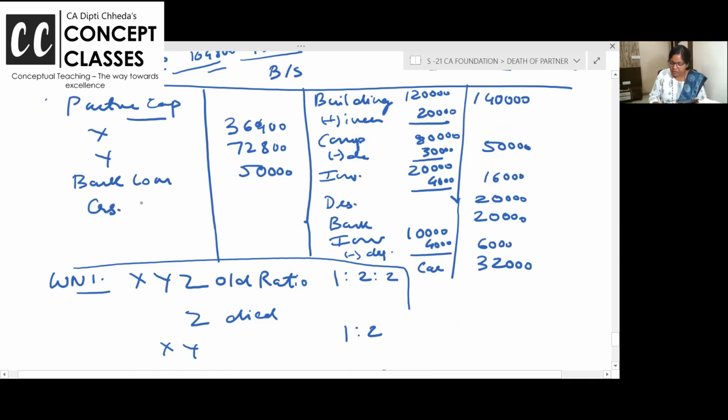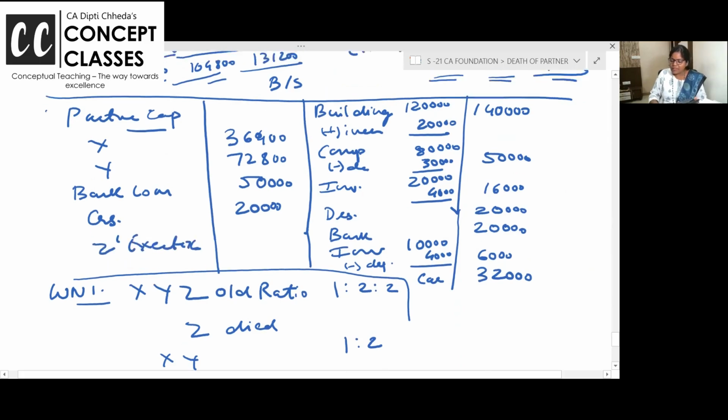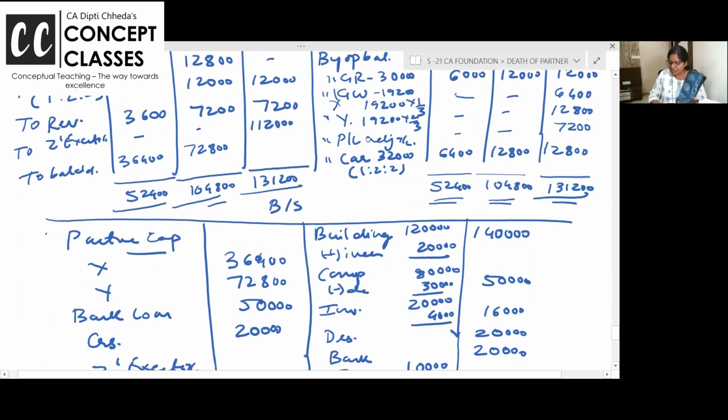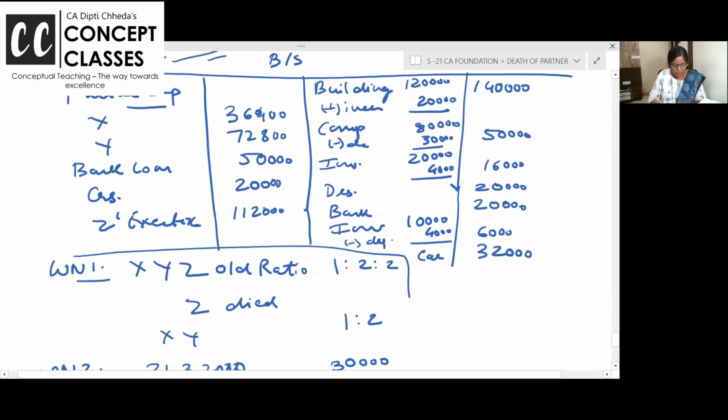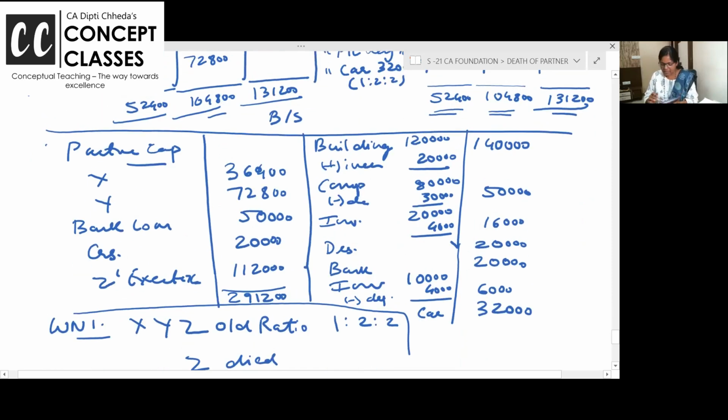Yeah, and creditors are also there, no? Trade payables 20,000. And Z's executor. We have transferred Z's balance to his executor, but we are liable to pay his executor 1,12,000. So the balance sheet total is 291,200. On this side, minus 140, 50, 16,000, 20,000, 20,000, 6,000. Why is there a difference?